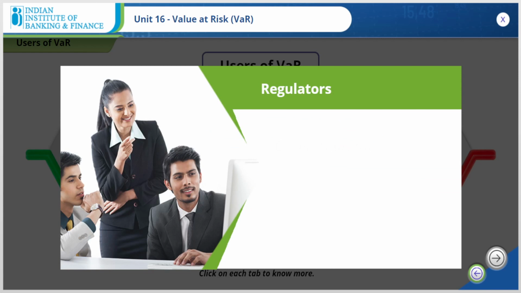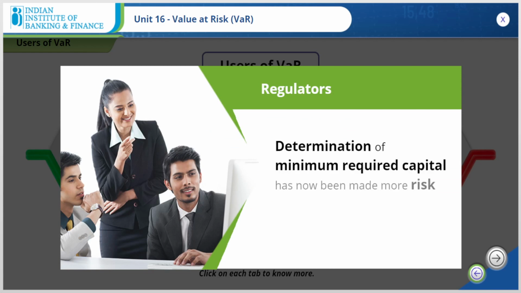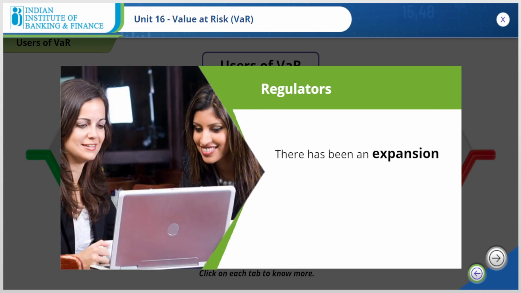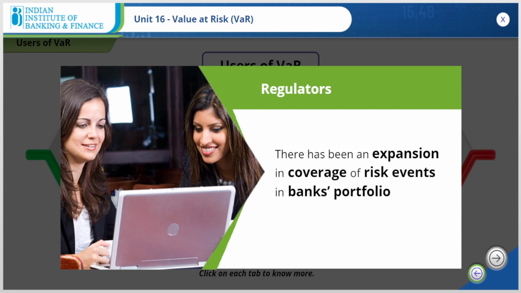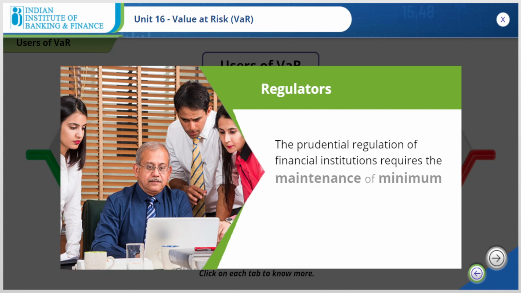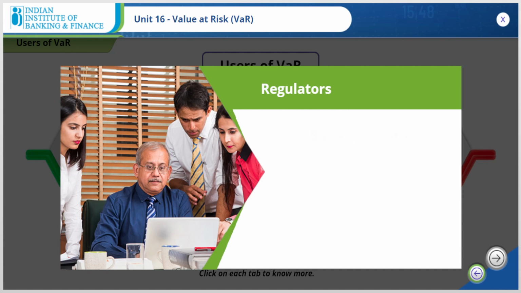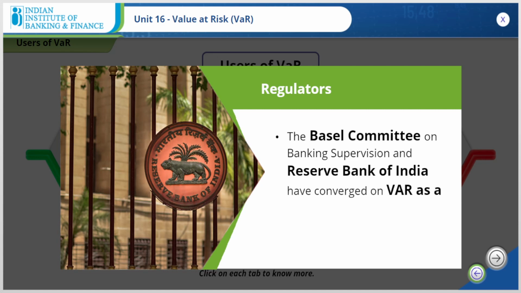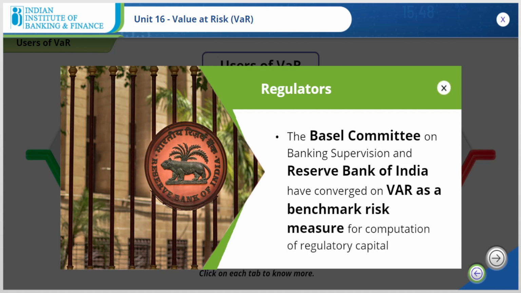Regulators. First, determination of minimum required capital is now made more risk-sensitive, also more scientific than earlier. Second, there has been an expansion in coverage of risk events in banks' portfolio. The prudential regulation of financial institutions requires the maintenance of minimum levels of capital as protection against potential loss. The Basel Committee on Banking Supervision and Reserve Bank of India and other regulatory bodies have converged on VaR as a benchmark risk measure for computation of regulatory capital.